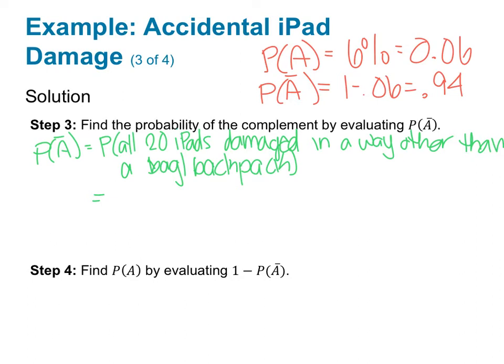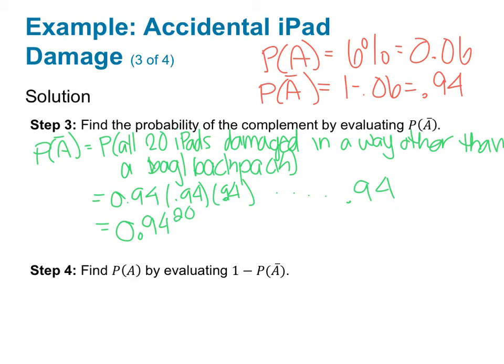Okay, and my little red stuff up here is just for one. We're looking at all 20. So we're going to say 0.94 times 0.94 times 0.94, and that would be for all 20, so on to 0.94. I'm going to just rewrite this as 0.94 to the 20th power. And you can put this in Excel, and you should get 0.290.